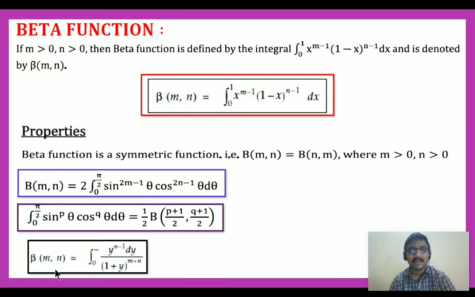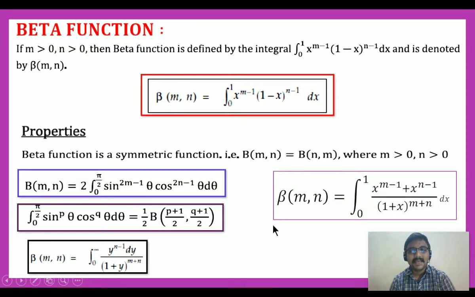Beta of m, n is the integral from 0 to infinity of y to the power of n minus 1 whole upon (1 plus y) whole power m plus n dy. Beta of m, n is the integral from 0 to 1 of x to the power of m minus 1 plus x to the power of n minus 1 whole by (1 plus x) whole power m plus n dx. These are the different forms of beta function, or transformations of beta function.